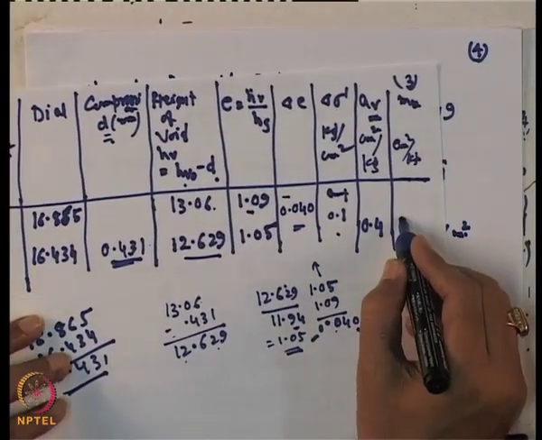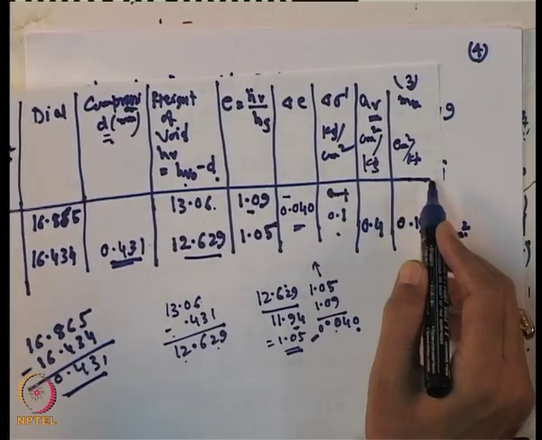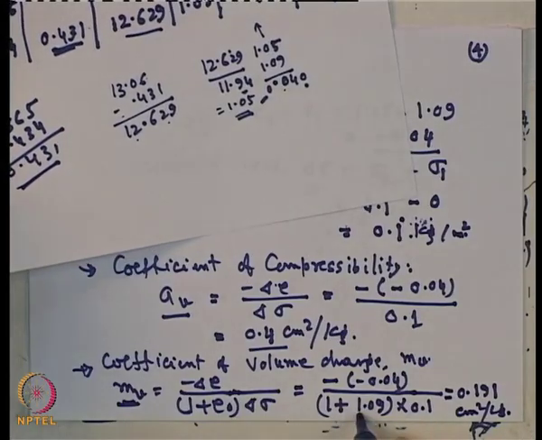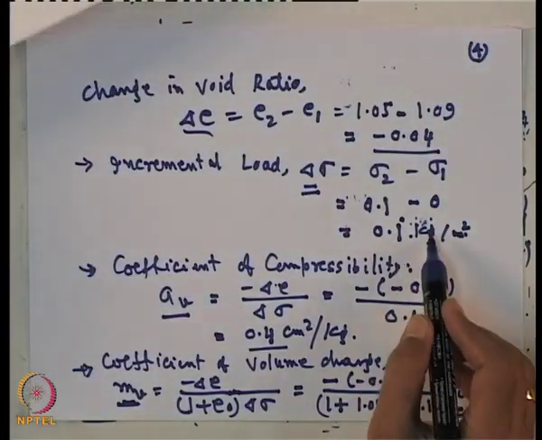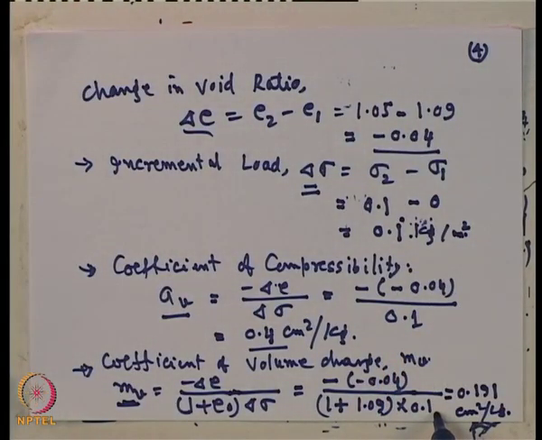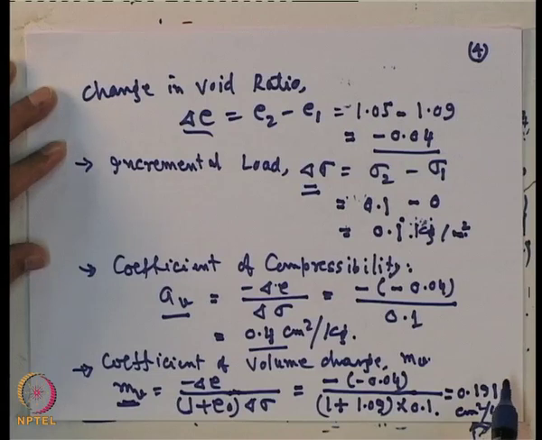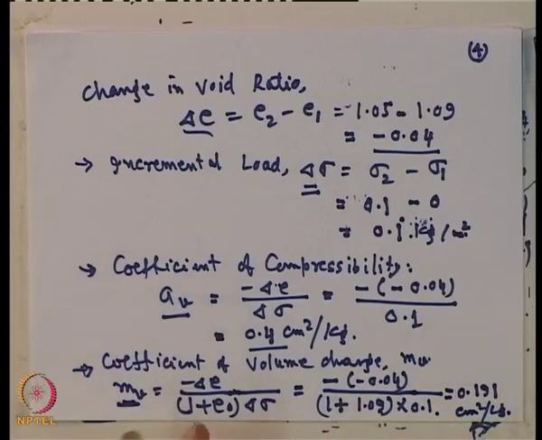So we can write here the mv value is 0.191 centimeter square per kg. You know that e0 is known, that is 1.09, and delta sigma, the increment, we have calculated here as 0.1 kg, and delta e is 0.04, so you can get this value of mv. You can calculate in this table all the values, what is the av and what is the mv value. This value is important.